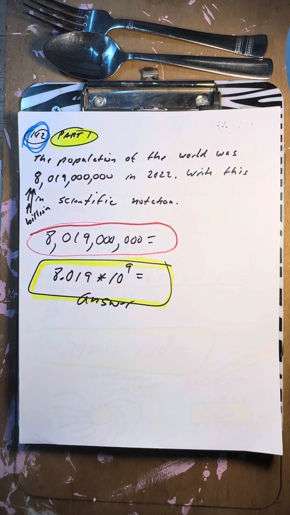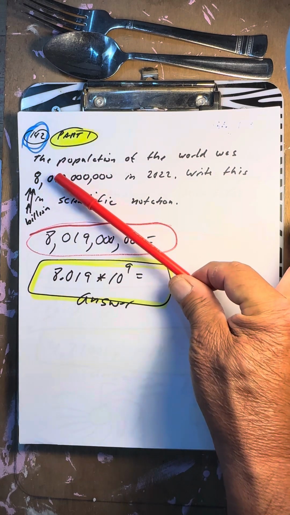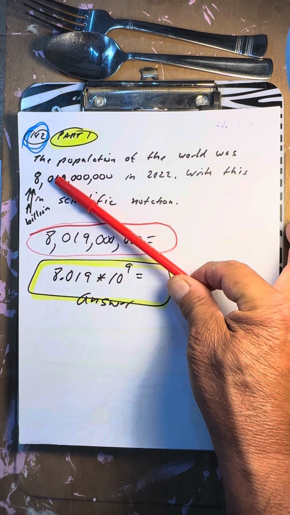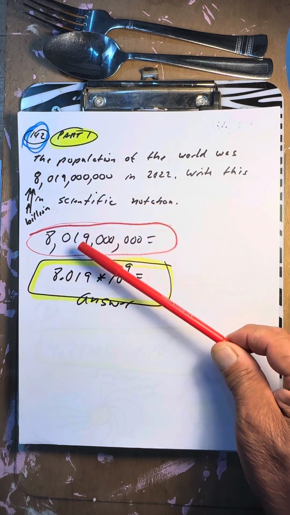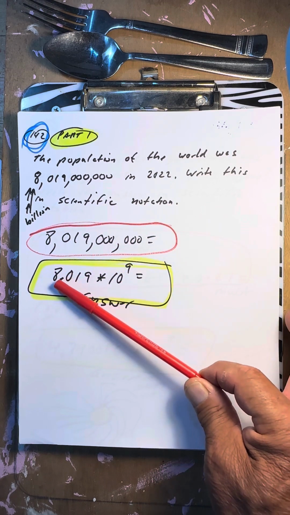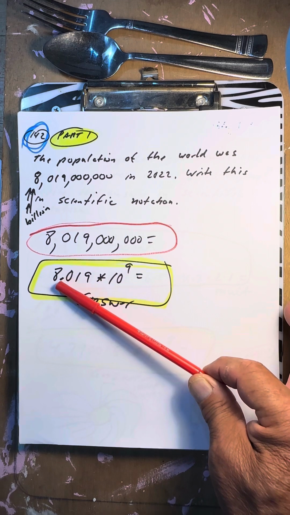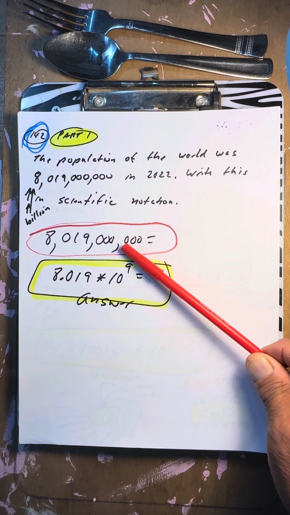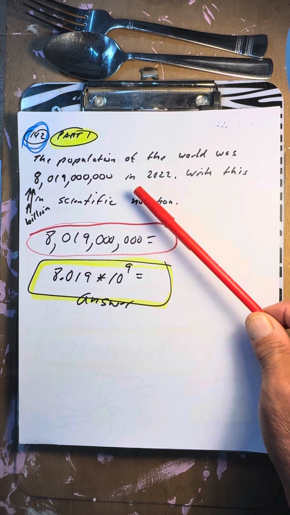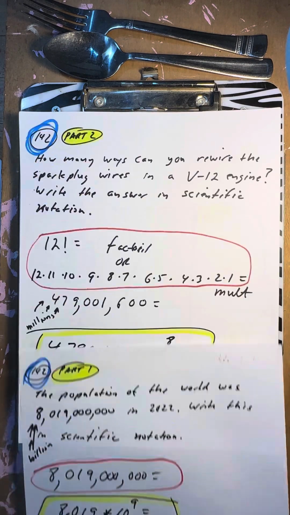All right. The population of the world was 8 billion, 19 million in 2022. Hundreds, thousands, millions, billions. Write in scientific notation. So to write this number in scientific notation, you put 8.019 times 10 to the 9 power, because you start here and you have to move it over 1, 2, 3, 4, 5, 6, 7, 8, 9 places to get to the original number. Scientific notation.